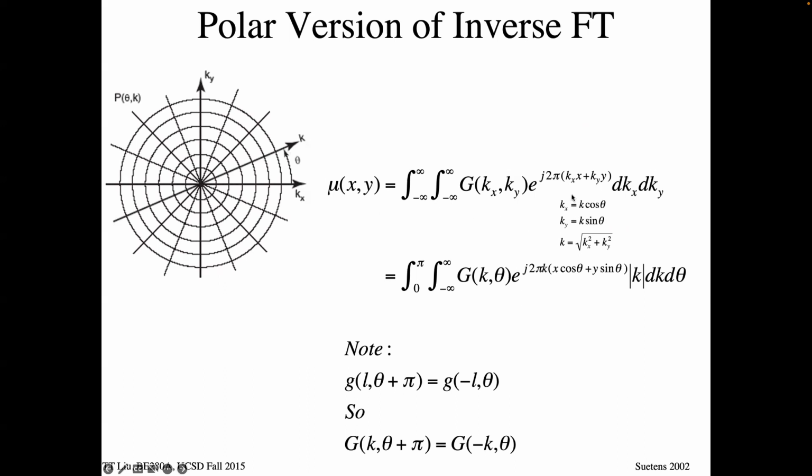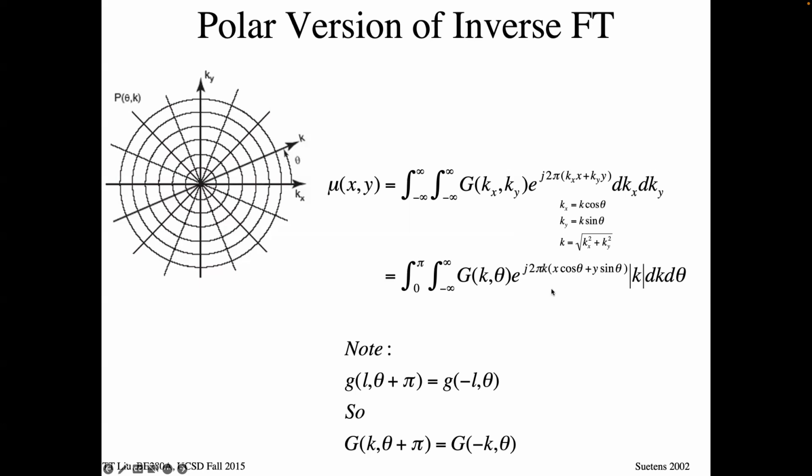We can make that substitution into this Fourier transform. So kx becomes k cos theta, and ky becomes k sine theta, and k is just the magnitude of our position in the plane. And so we just substitute those values into the argument for the Fourier transform. This is a coordinate transformation. That's all we're doing.